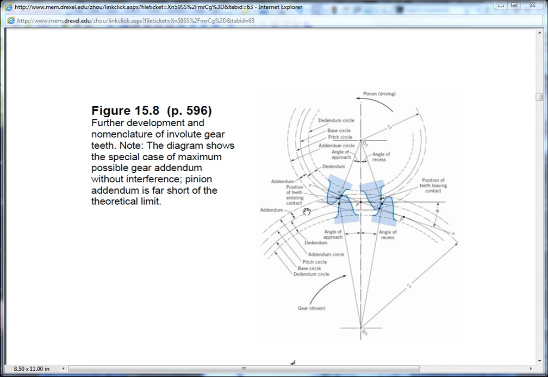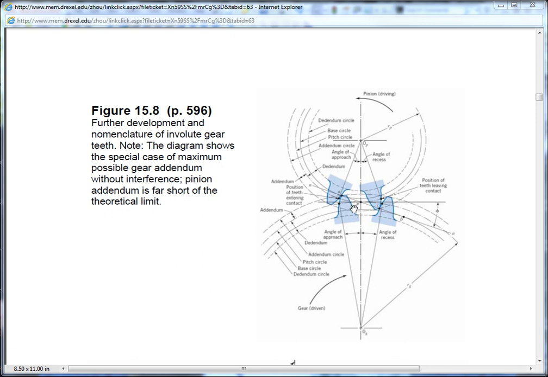Those are two real circles. In other words, you could actually physically measure them. Then there's two imaginary circles that you can't see on the gear. One is the pitch circle, and the other is the base circle. The base circle is important because it's used to generate the involute curve profile that's used to create the gear tooth.